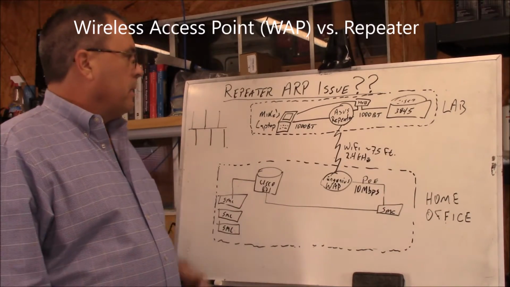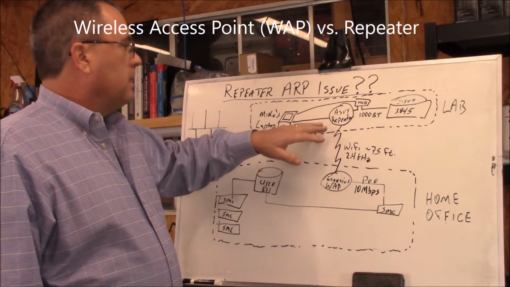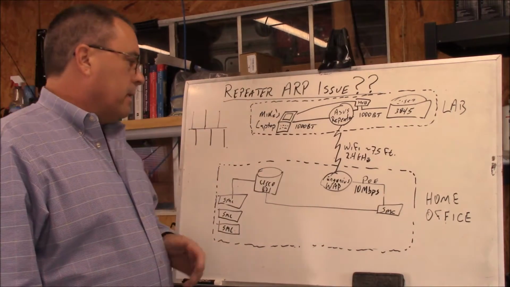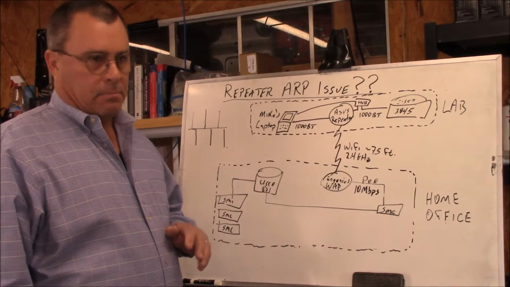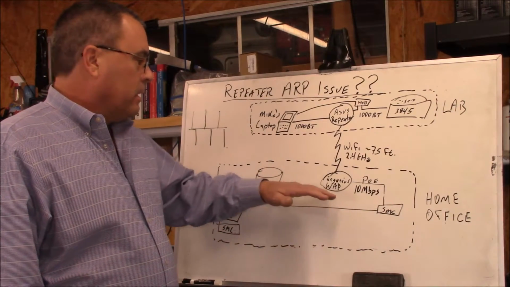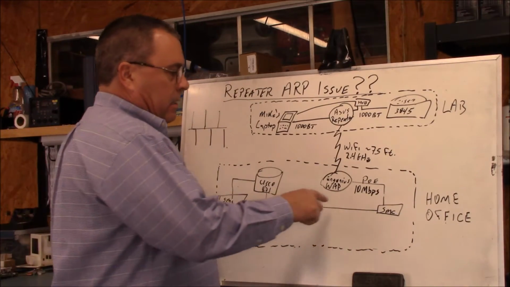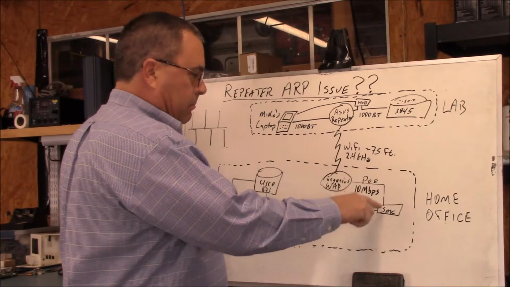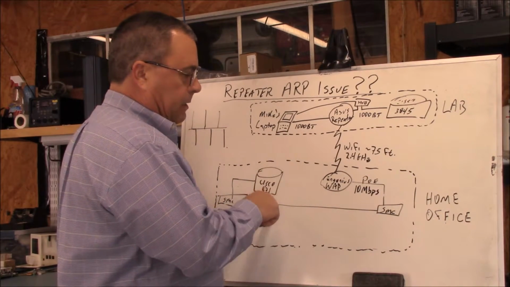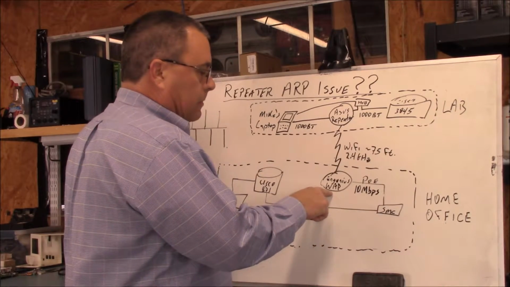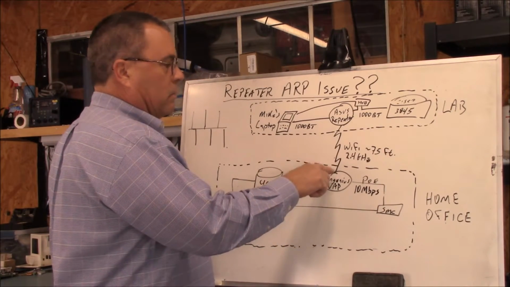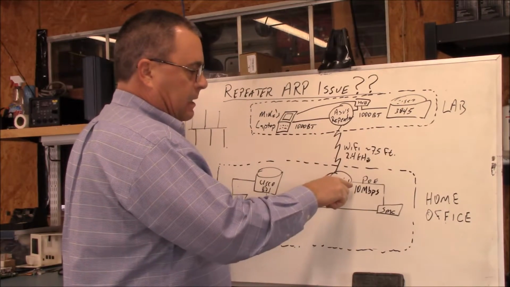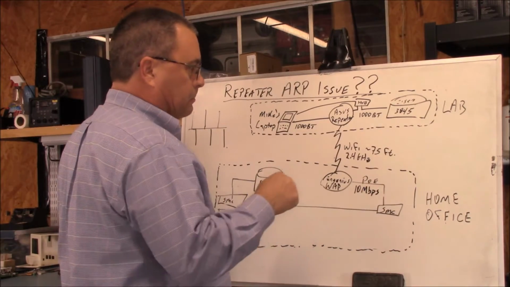One other thing I wanted to point out is the difference between a repeater and a WAP. There's probably a lot more than the simplistic explanation I'm going to give you, but usually with a wireless access point, you have a physical wire coming from your router or from another Ethernet switch, and then it's using the Wi-Fi as access. So the Wi-Fi is your access, the wire is your trunk.